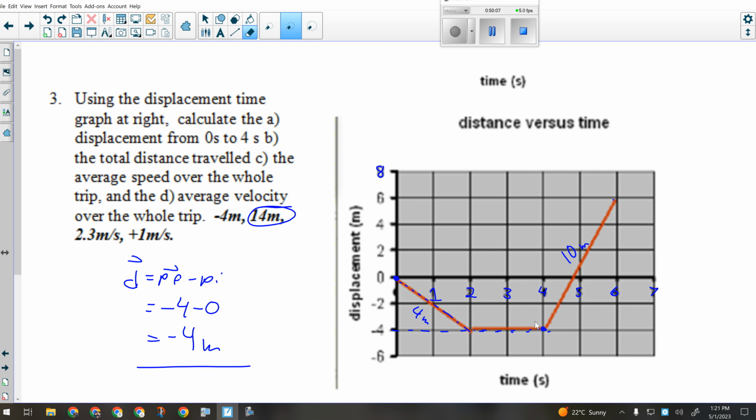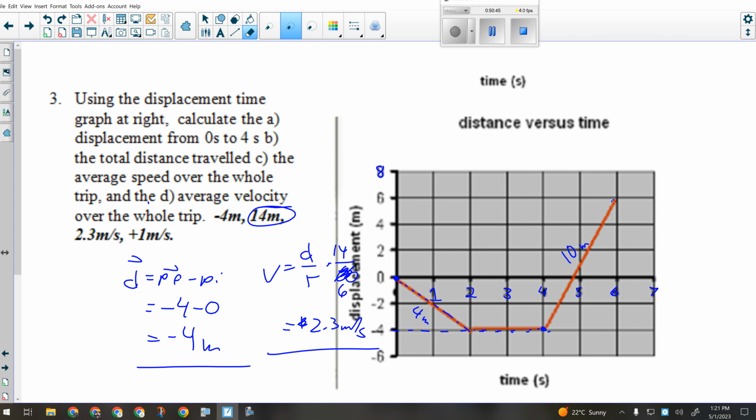Okay, C, average speed over the whole trip. Well, I just did all the heavy lifting for that. I just calculated the distance, so that saves me a ton of time. Speed equals distance over time, 14 meters divided by 7 seconds. How did I get 2.3 for that? Oh, because it stops at 6. That's why. Because I can't read my graph. 14 over 6 should give me 2.3 meters per second. Yeah, not 7 seconds, 6 seconds.